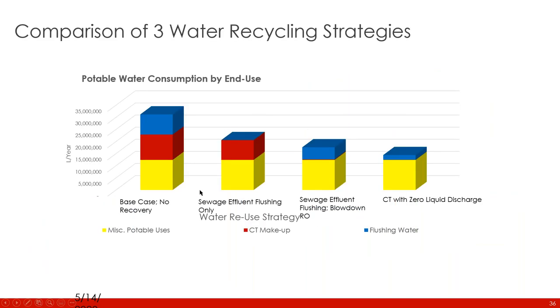So here basically are the potential water savings in terms of liters per year. And we can see with the different base case with no recovery, this case with sewage effluent flushing only. Here we have sewage effluent flushing and recovery of the cooling tower blowdown. And then here we have the cooling tower with the zero liquid discharge.